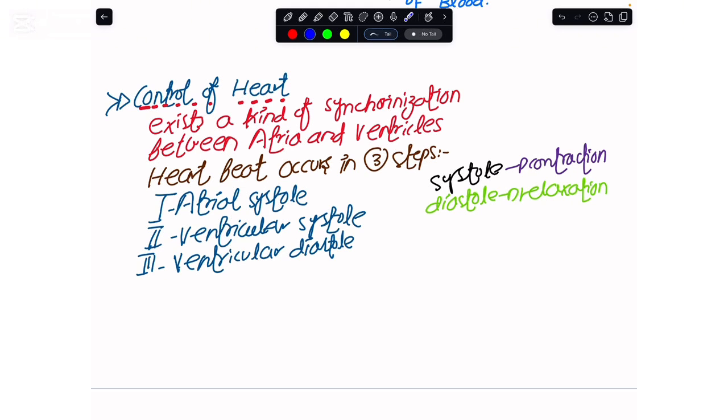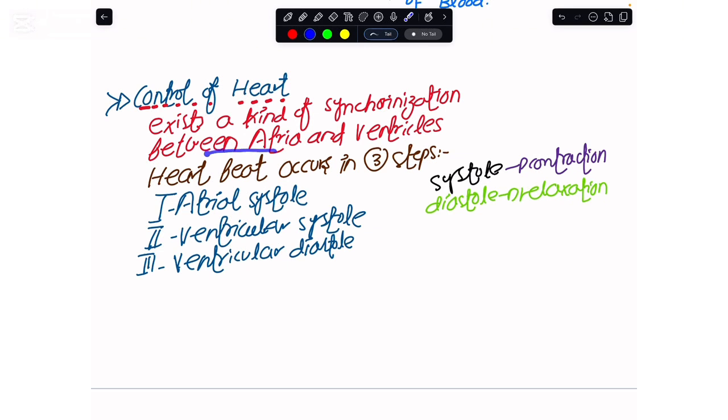By synchronization, we mean that when the atria contract, the right and the left atria both do so at the same time. They both contract and relax at the same time. And when we talk about the ventricles, again, they don't contract separately or individually; rather, the right ventricle and the left ventricle contract at the same time.